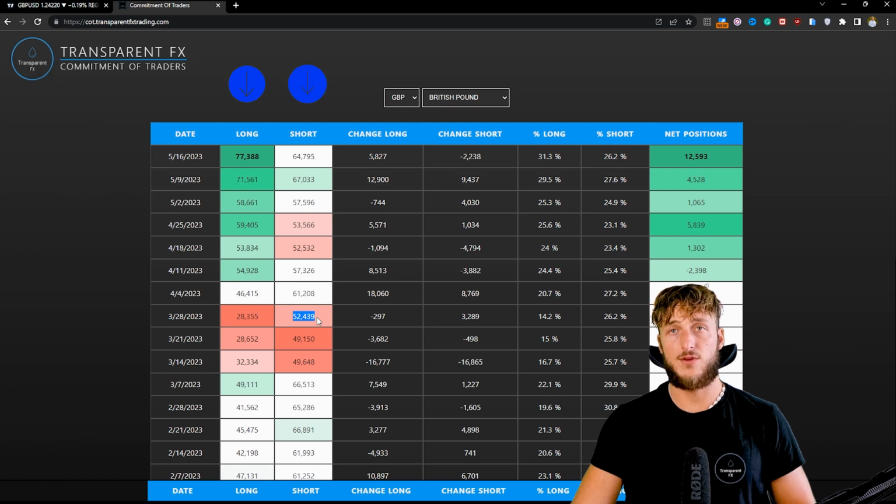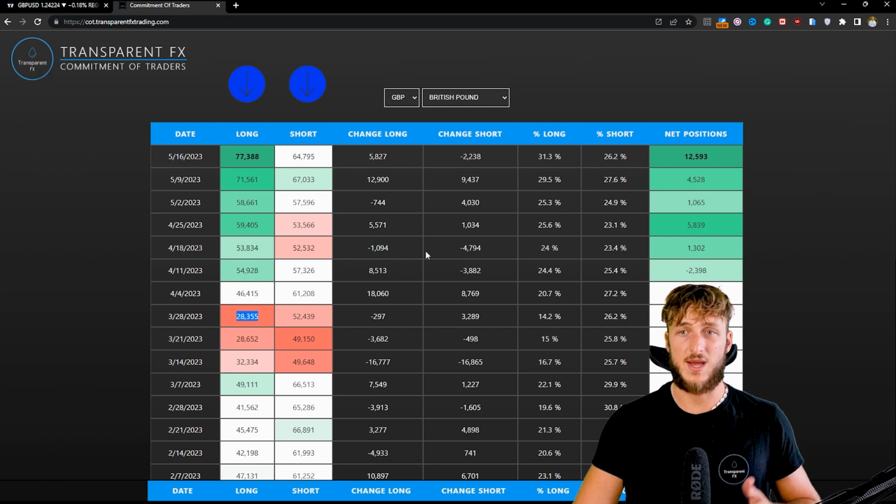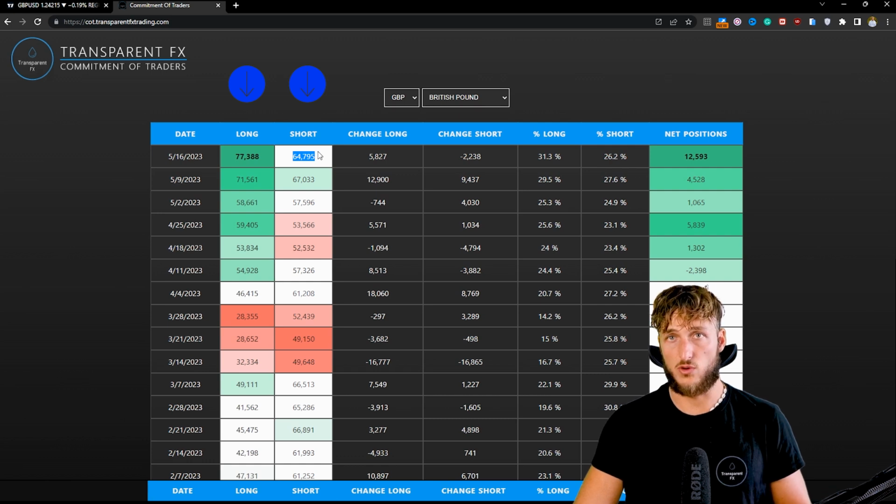In fact, we had 52k shorts compared to only 28k longs from an institutional perspective, to now having plus 12k net positions. So completely the opposite, with more longs than shorts. In fact, we have 77k longs compared to only 64k shorts.